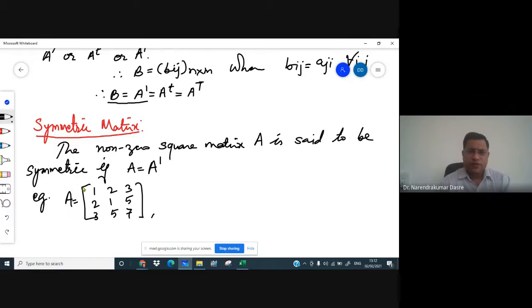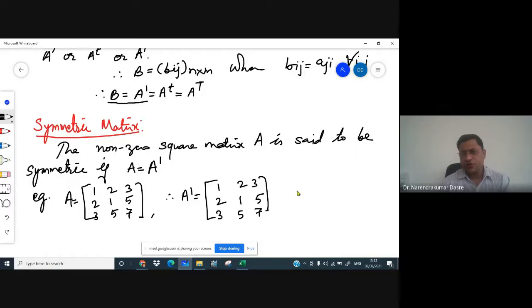So this is matrix A, and now we try to find A transpose. What we have to do is make columns into rows and rows into columns. So the first column will be the first row, so we'll have 1, 2, 3. The second column 2, 1, 5 will be the next row, so 2, 1, 5. And the third column 3, 5, 7 will be the next row, so 3, 5, 7.